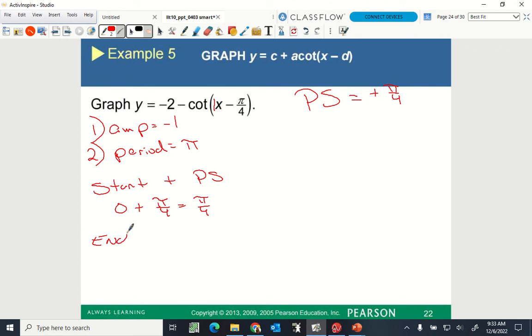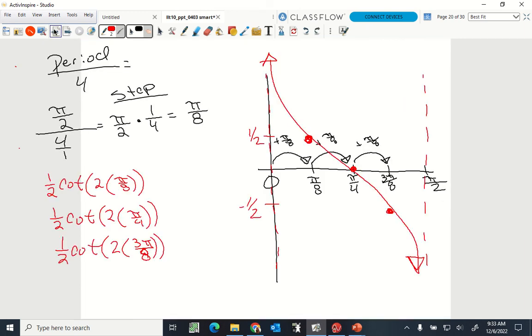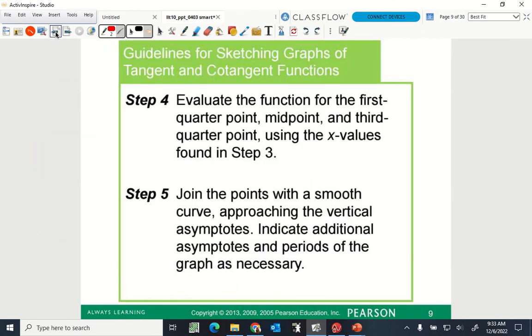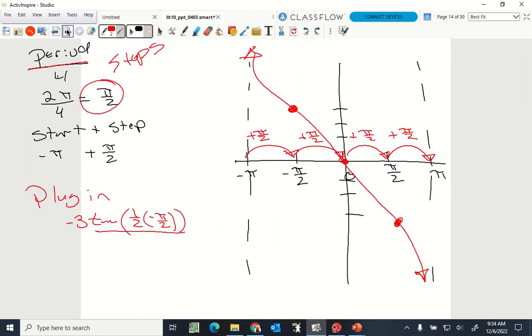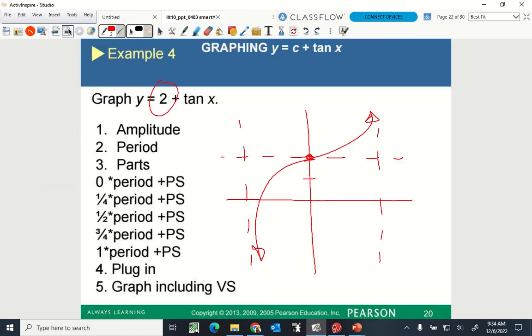End plus phase shift. So the end is supposed to be where? For cotangent, the end is where? It's at pi. This starts at zero, and the end is at pi. Every single time, tangent, cotangent, they have set start and end. That's why we can go back to the notes. Tangent has a start at negative pi over 2 and an end at positive pi over 2. Cotangent has a start at 0 and an end at pi. And using phase shift, we're going to move those. Because just like King Julian, we like to move it, move it.